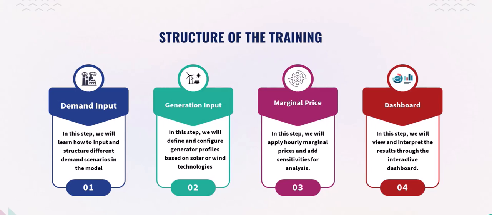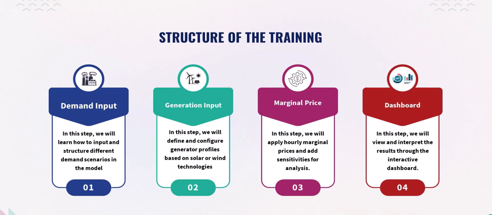This part gives a quick overview of how the model is organized and the steps we will follow. Step number 1 is the demand input, and in this step, we will learn how to input and structure different demand scenarios in the model. Step number 2 is the generation input part, and in this step, we will define and configure generator profiles based on solar or wind technologies.